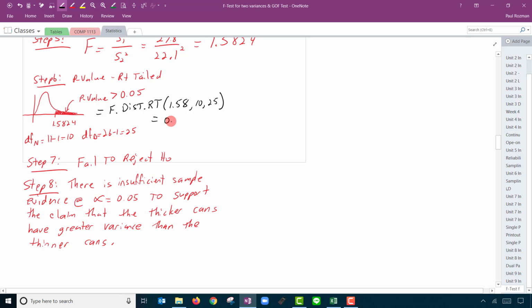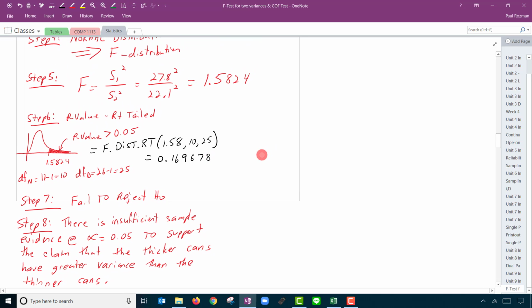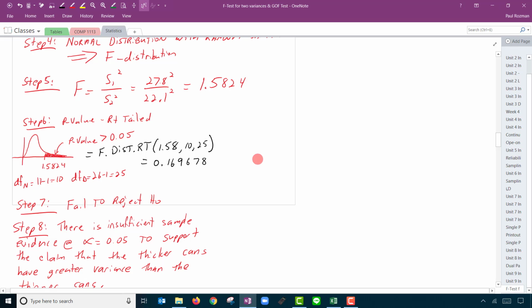The answer is actually quite high. It's 16.9%, so 0.1696778. I'll do it in Excel. I thought maybe we should squeeze in the traditional method. It might be a little more satisfying with the table.